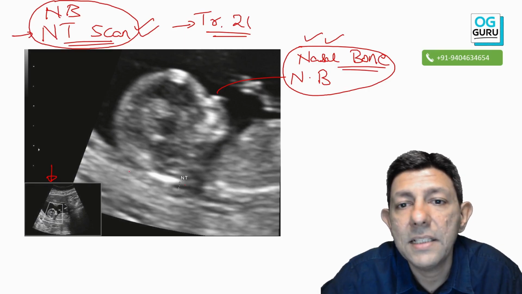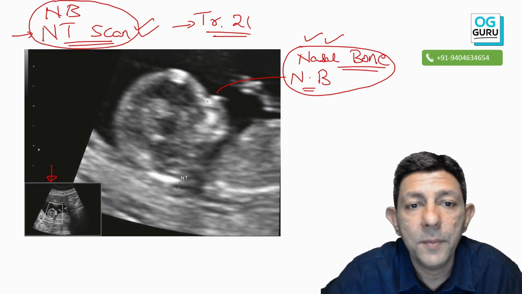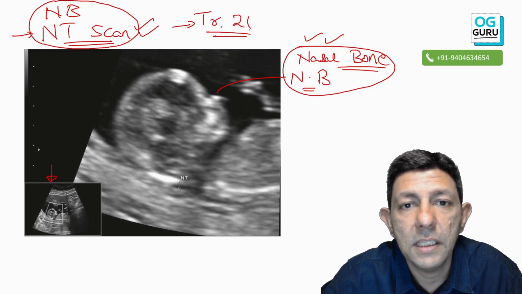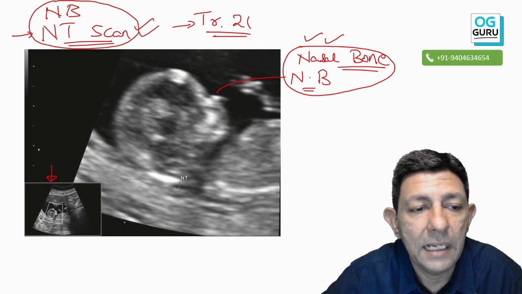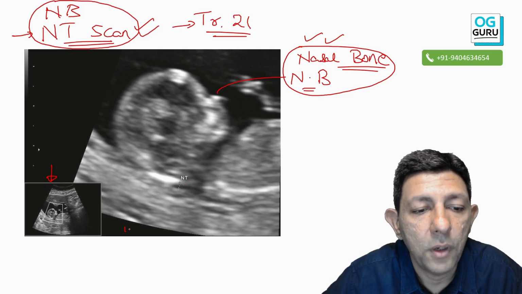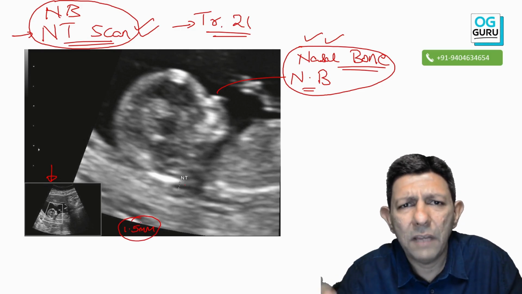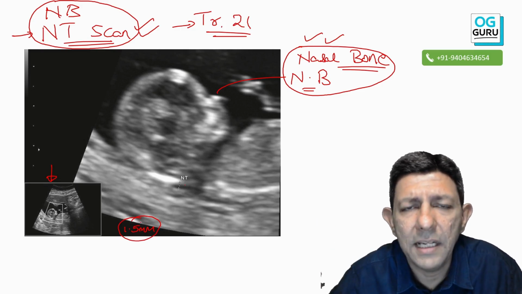NT will increase, nasal bone will become absent. Here you can see the nasal bone. Okay, so this is normal. The NT value, they will tell you 1.5 millimeters. So this is a normal NT scan. At your level, they'll just tell you, okay, what is this? Identify. Sir, NT scan, better NBNT scan.